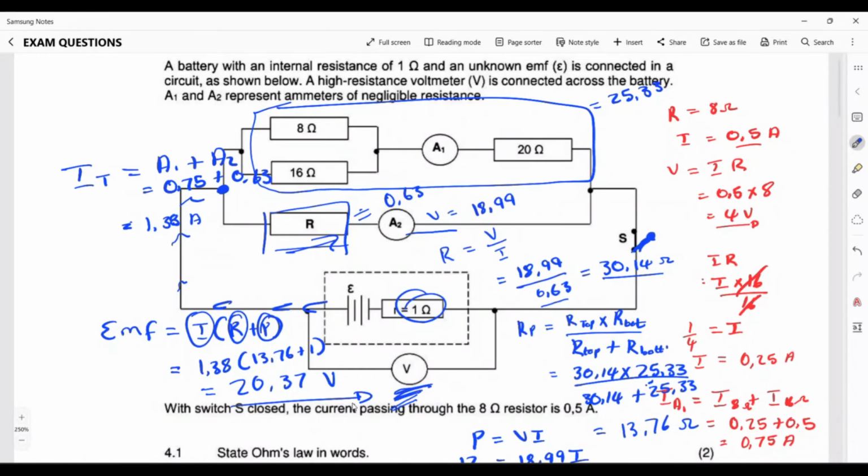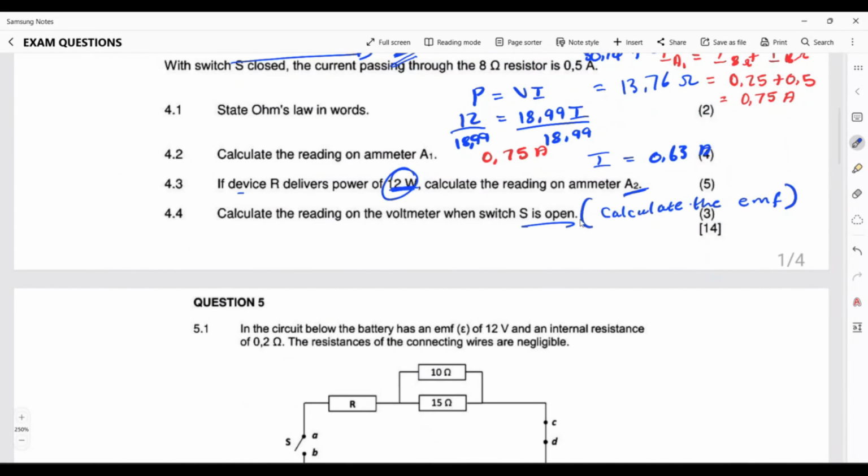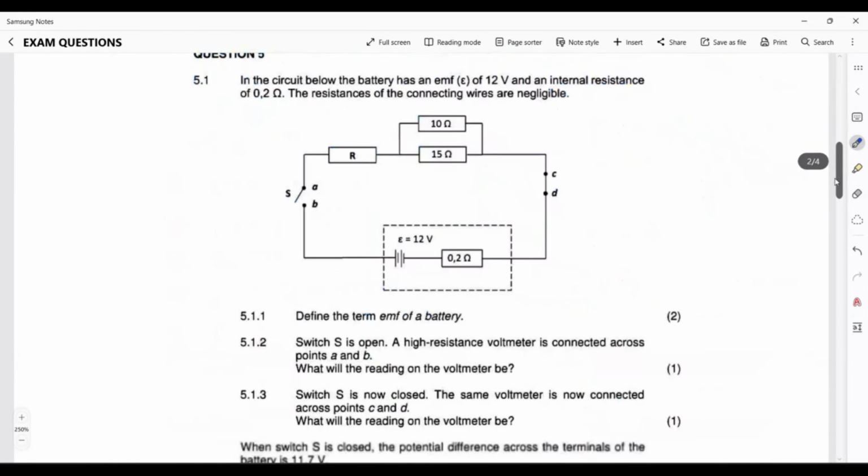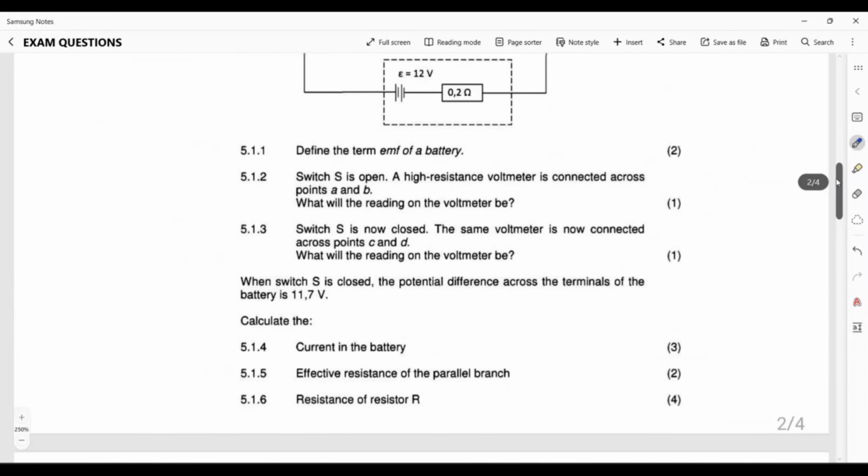So that's your EMF over there. So the very important thing that you needed to know in this case is that when the switch is open, you have the EMF. That's what you have over there. So if there is no question regarding that question, we can simply move forward.